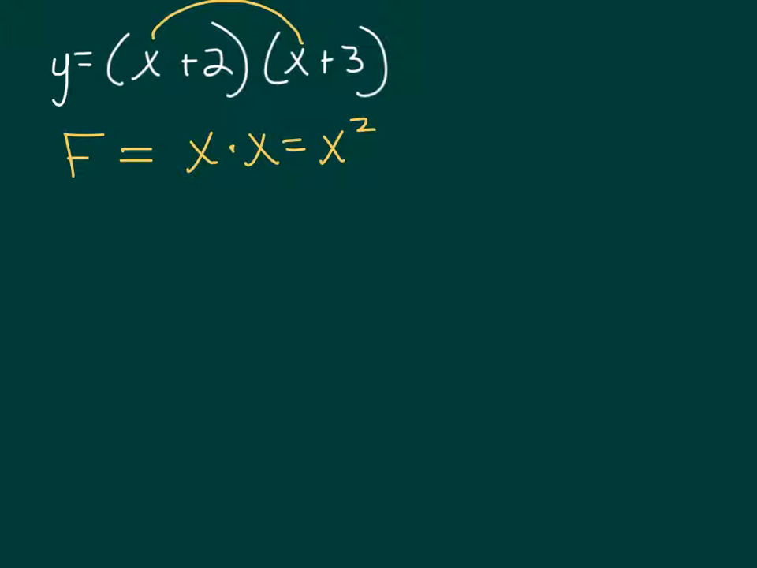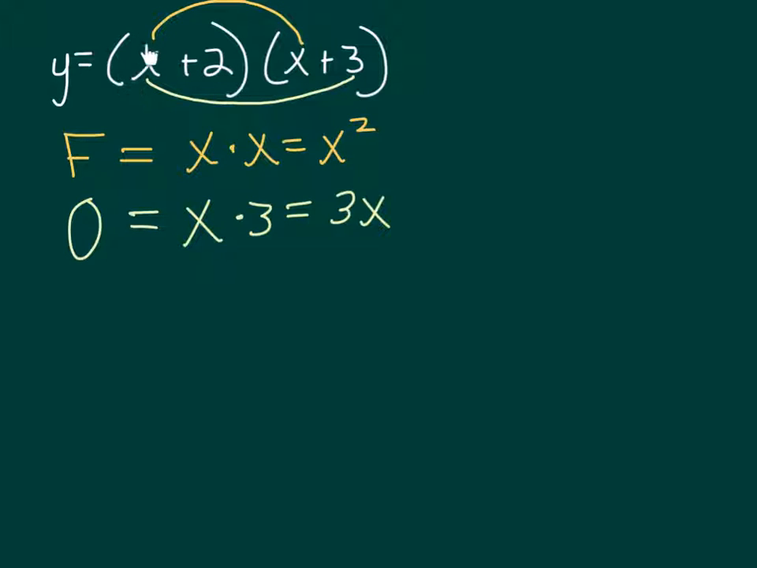And then we have the O, which stands for outside, and so outside is going to be the x multiplied by the 3, because they're on the outside of this problem. So that's x times 3 gets me 3x. And notice all I've done so far is I've just distributed this x to this term of the second binomial, and then I distributed it to the second term of the second binomial. So it just took care of that distribution.